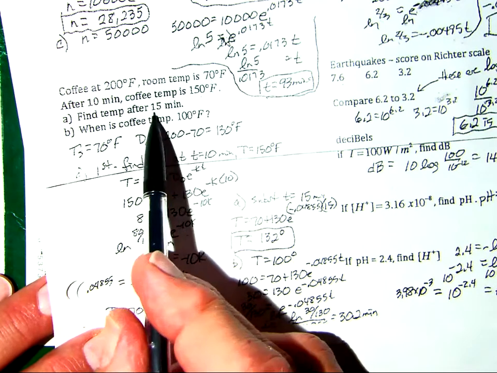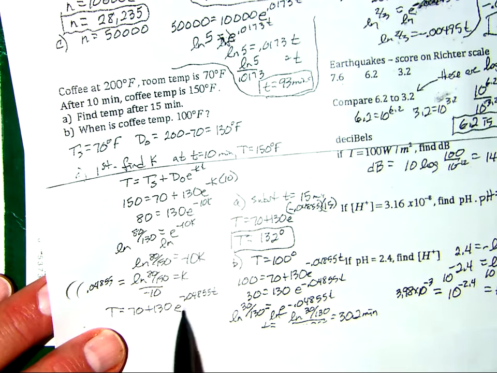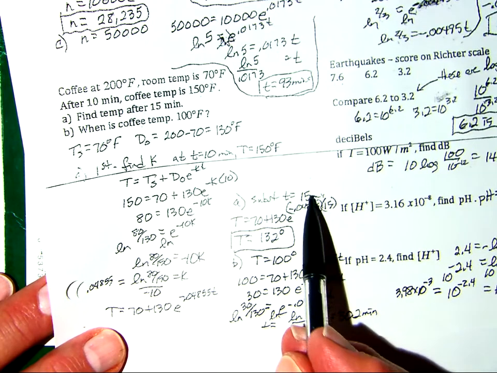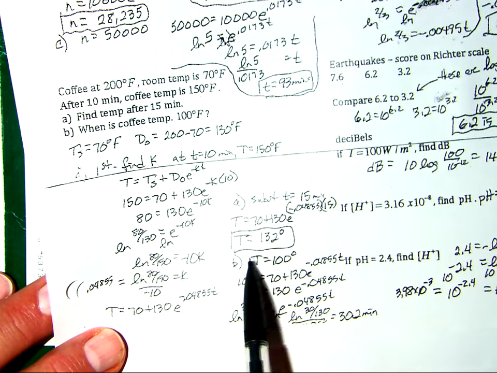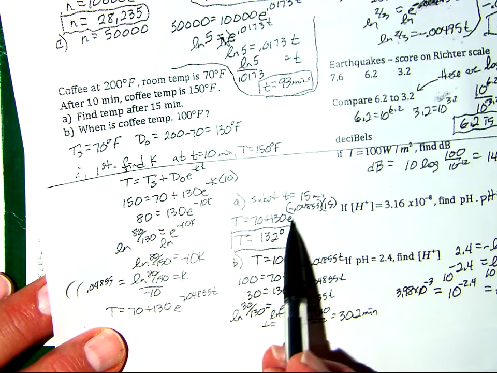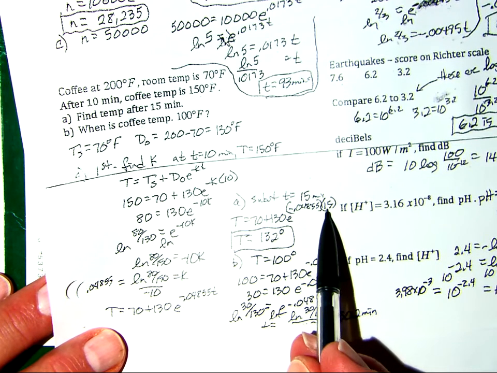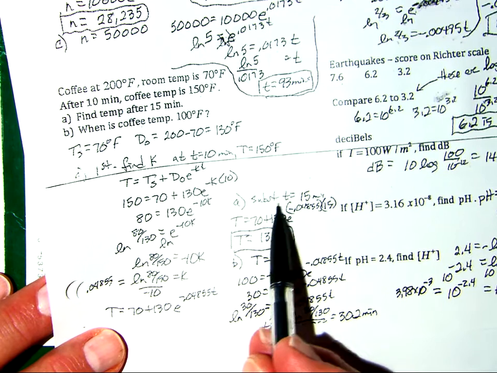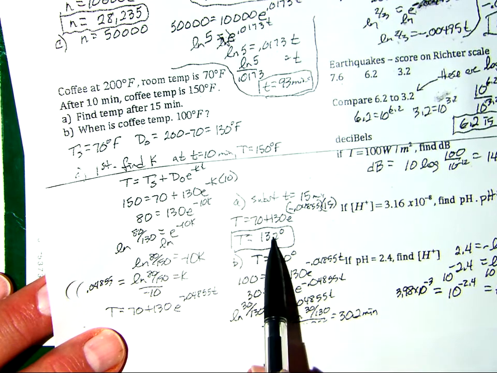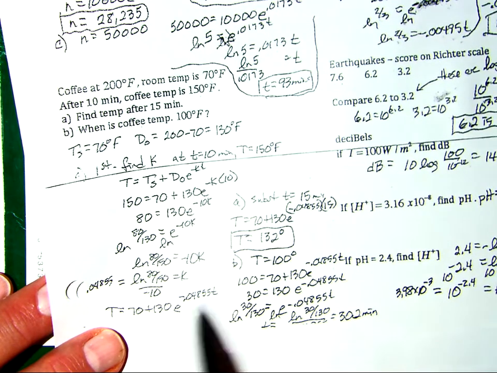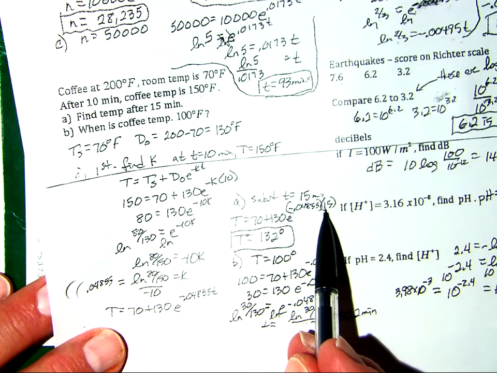Now, for A, it says find the temperature after 15 minutes. We're going to take that equation we just did, and we're going to plug 15 in for the time. So that's what we did here. That's the same equation. There's our k value we just found. We're putting 15 in for time. So we're going to work all this out, and we get 132 degrees. So you do this all on your calculator.